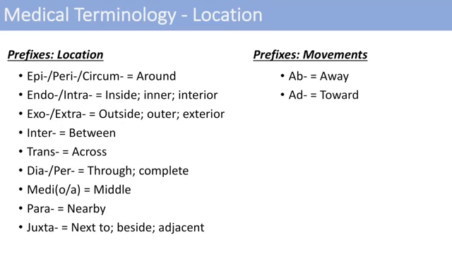The next one is ad, which means toward. So adducting your arms means bringing your arms in toward your body. That's adduction. The next one is dis, and that means to separate. So just think of displace. You're kind of separating something out or separating things.